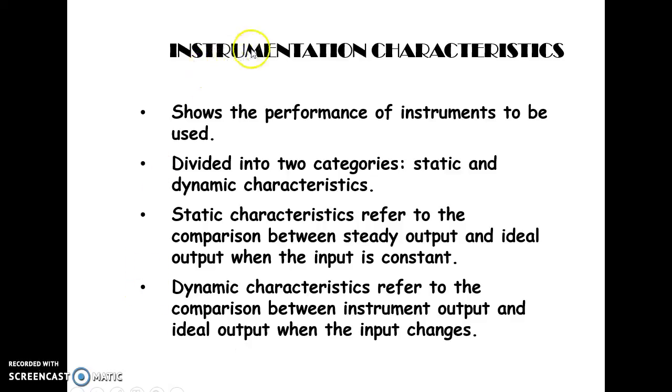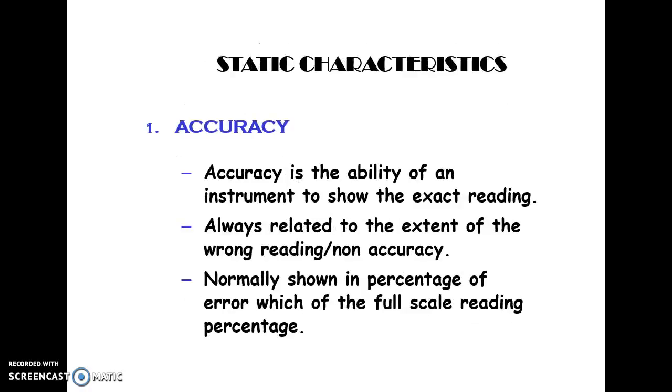And the next one is instrumentation characteristics. It shows the performance of the instruments to be used. It can be divided into two categories, static and dynamic characteristics. Static characteristics refer to the comparison between steady output and ideal output when the input is constant. Dynamic characteristics refer to the comparison between the instrument output and ideal output when the input changes. And the first one is static characteristics.